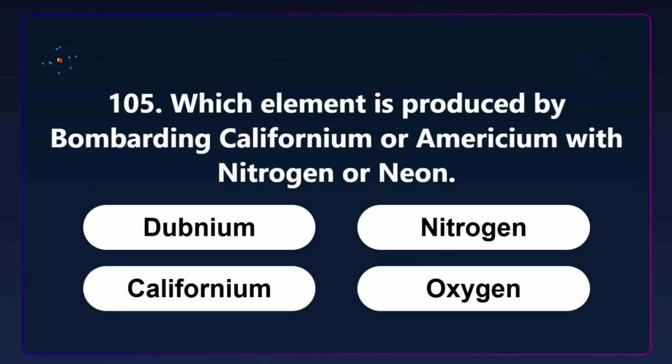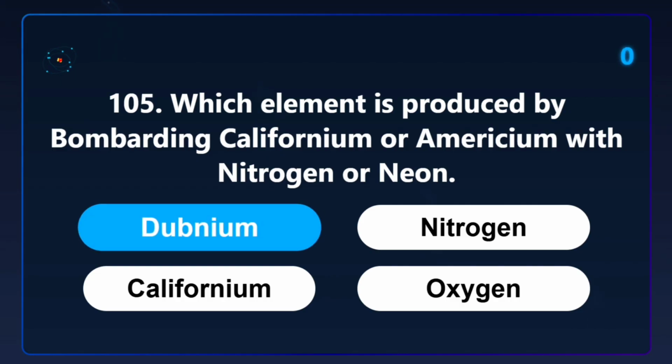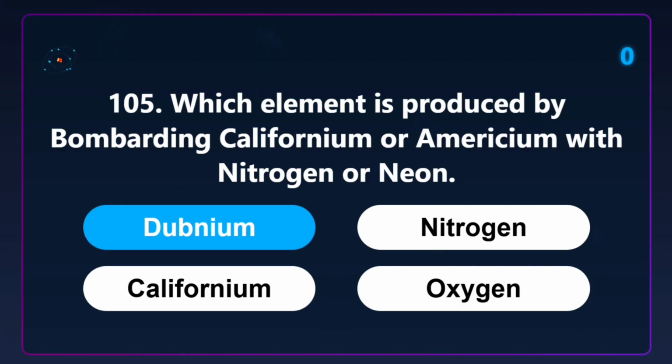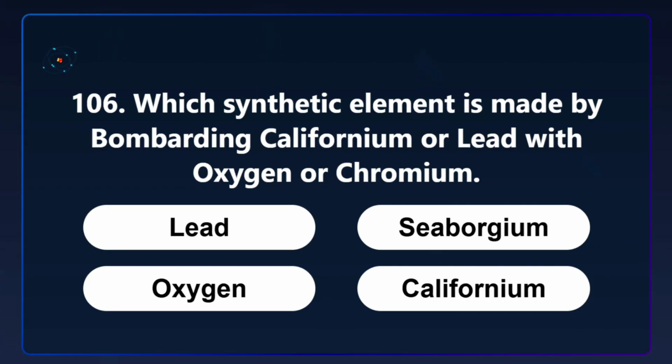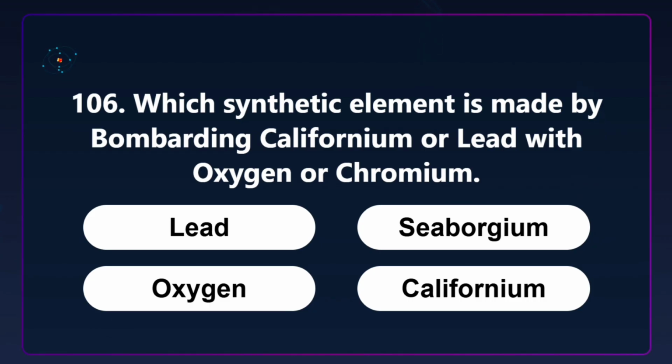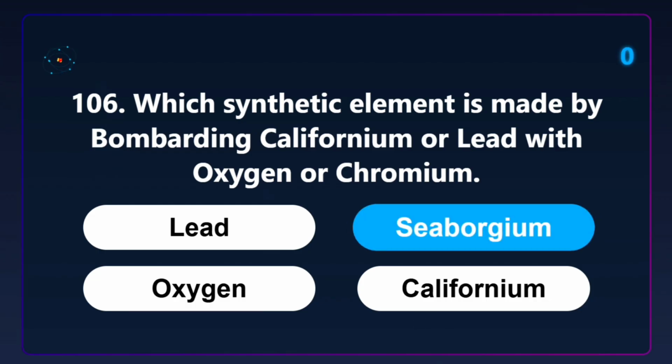Question 105. Which element is produced by bombarding californium or americium with nitrogen or neon? The answer is dubnium. Question 106. Which synthetic element is made by bombarding californium or lead with oxygen or chromium? The answer is seaborgium.